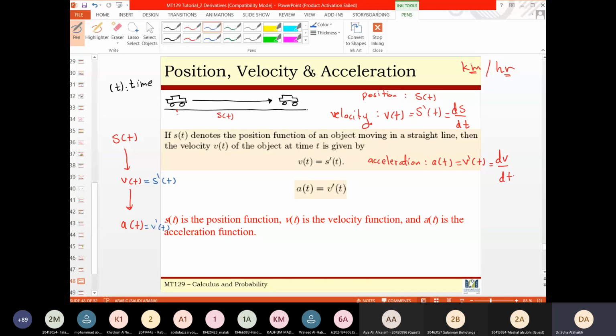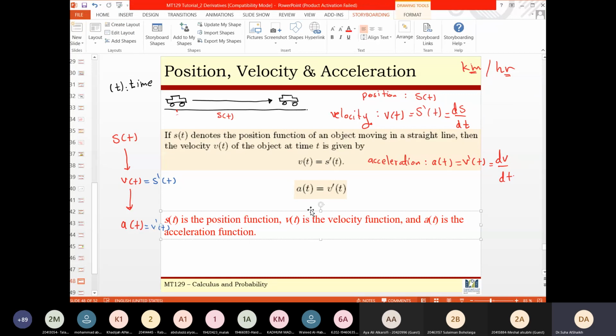We don't care about the units, whether kilometer, hour, or minute. What I care about is that you know this rule. S is the position. How much the position changes with respect to time gives me the velocity, which is the derivative of S. The derivative of velocity gives me the acceleration. Got it?